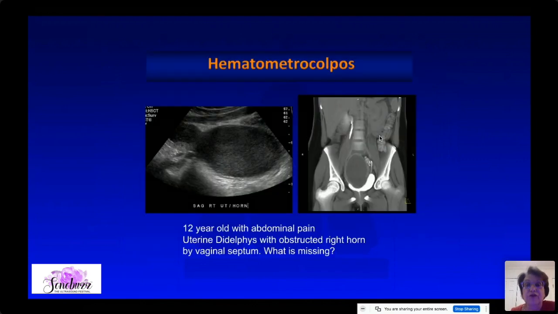Now, of course, what you see very commonly, sometimes in young girls about 12 to 14, presenting with abdominal pain, you have to always think about the possibility of hematocolpos here, a very large distended vagina filled with blood. This particular patient also had a didelphys uterus with an obstructed horn by the vaginal septum, but most commonly they just have an imperforate hymen. And then the other point I want to make here is that if you have a uterine duplication, always think that this patient may have an absent ipsilateral kidney, as this patient had. She only had one kidney.